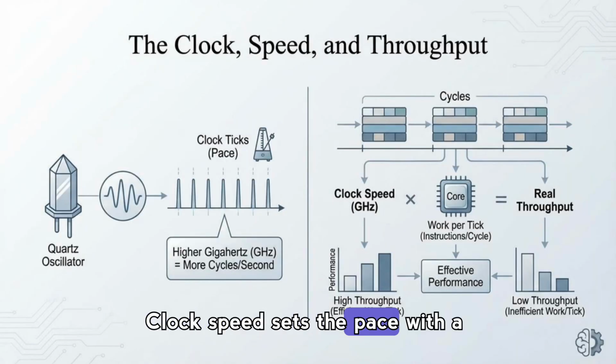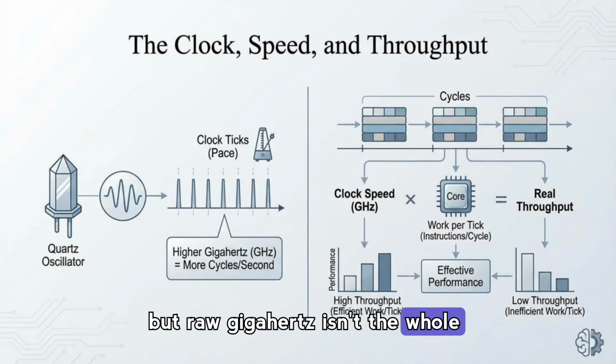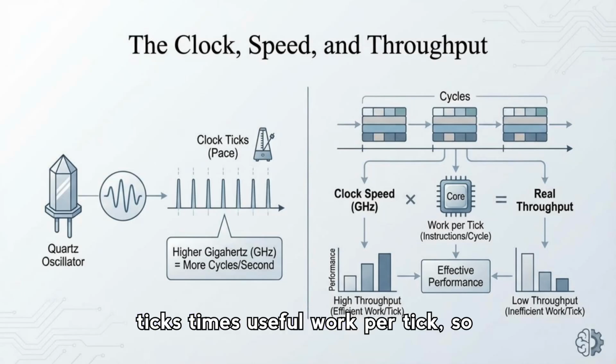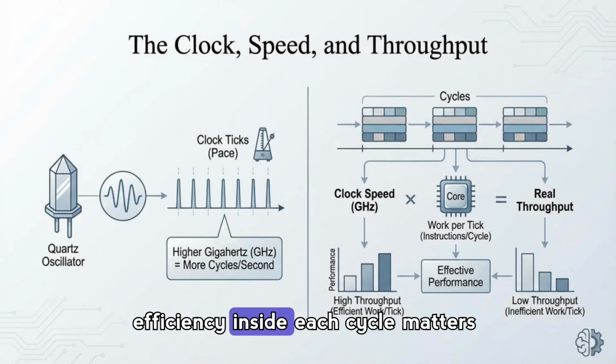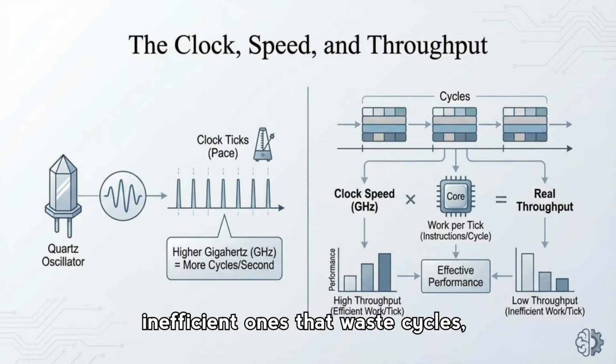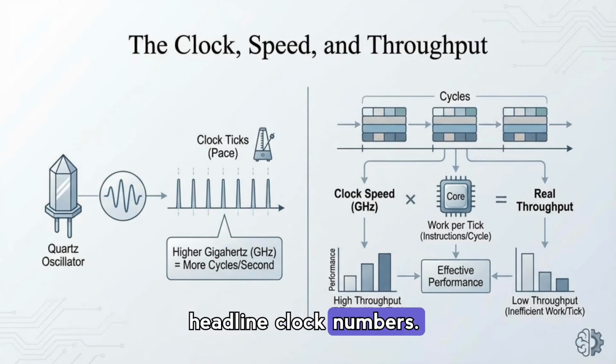Clock speed sets the pace with a quartz oscillator generating ticks, but raw gigahertz isn't the whole story. Real throughput equals clock ticks times useful work per tick, so efficiency inside each cycle matters a lot. The graphics contrast high-throughput designs that do more useful work per tick with inefficient ones that waste cycles, reminding us to look past just headline clock numbers.